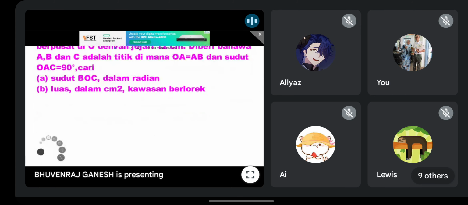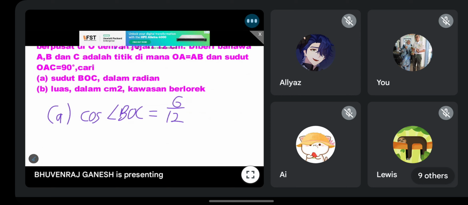So cos BOC equal to 6 over 12. Okay, so you will get angle BOC, shift cos 6 over 12. Okay, use calculator, you will get 60 degree. So guys, is this my final answer? Adakah ni jawapan akhir? Yes or no?